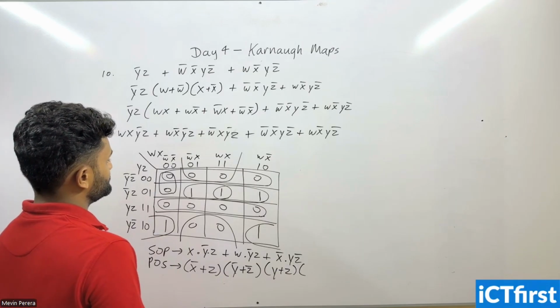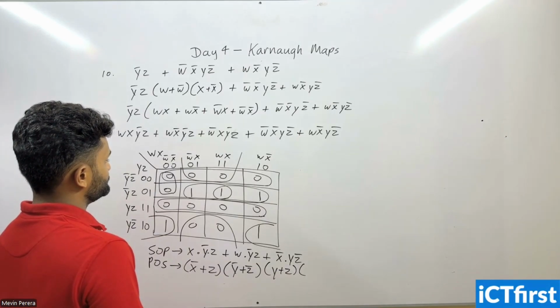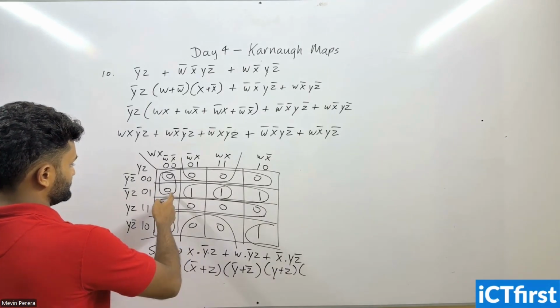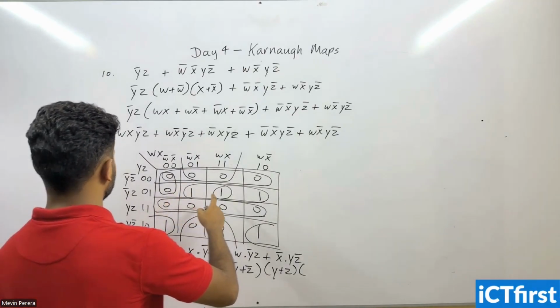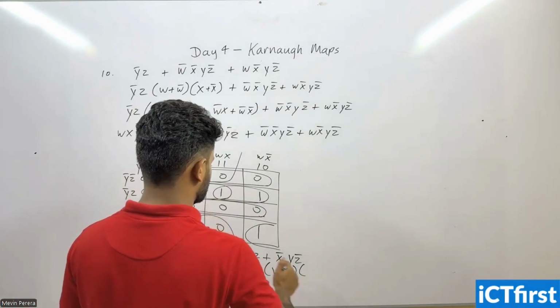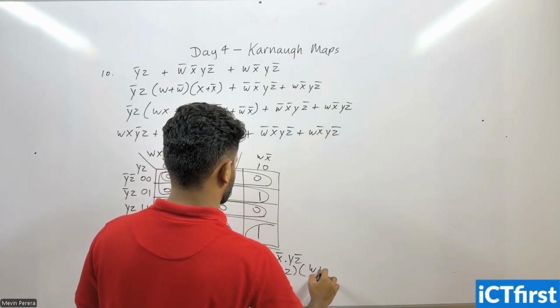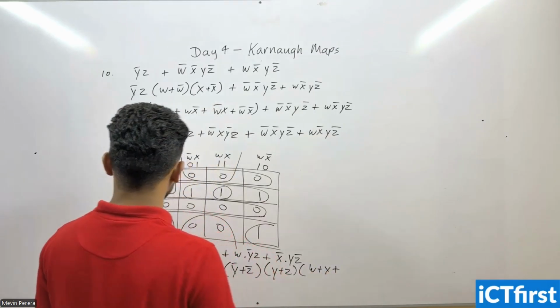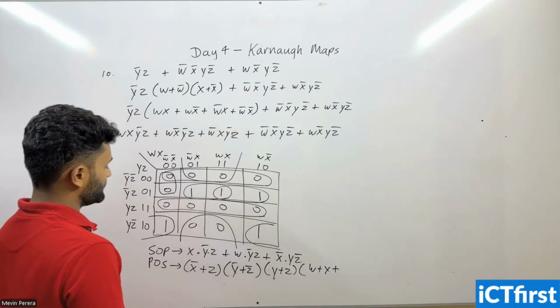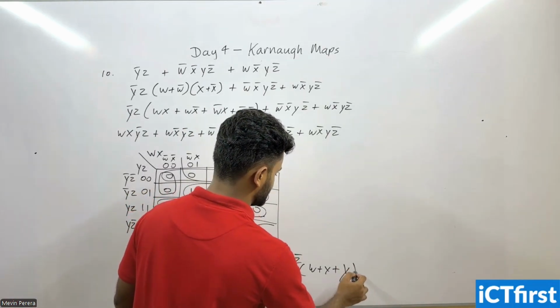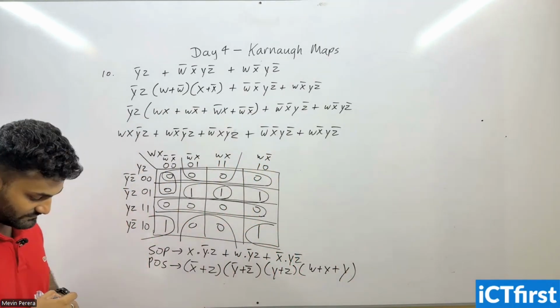1, 2, 1, 2, 3, 4. Okay, this one, 1, 4. Yeah, this group, W plus X plus. So below, vertically, Y bar is common. That means Y, since it is POS, right?